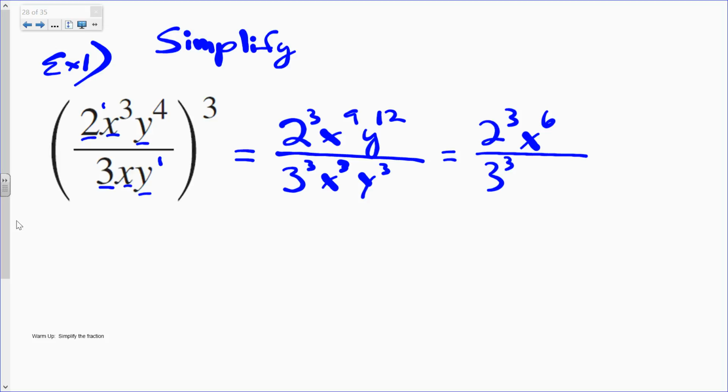Y to the what? Nice. Look, same base. I'm using the 6th rule now. 12 minus 3 is 9. Yeah? So far so good?